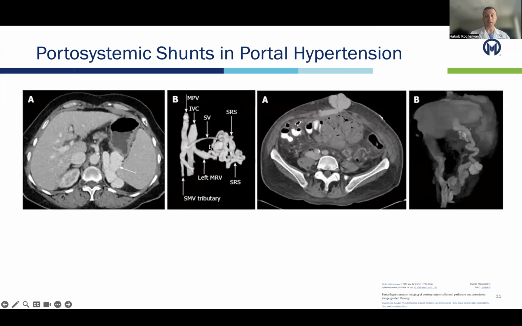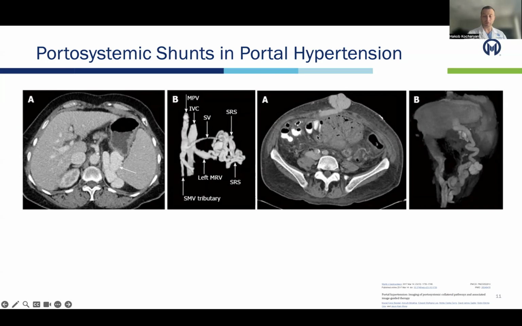There's probably a reason, probably a mass effect or hemodynamic changes, that force the blood flow through the shunt instead of antegrade direction through the splenic vein. This is called left-sided or sinistral portal hypertension.